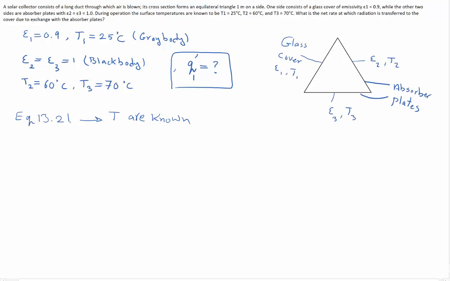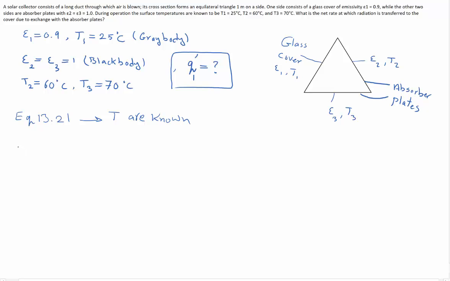One thing that I want you to notice is that the difference between surface 1 and the two other surfaces is in the emissivity value. Surface 1 has an emissivity of 0.9, so it's a gray body. However, surfaces 2 and 3 have an emissivity of 1, therefore they act as a black body. We're going to use these facts later on in this video.